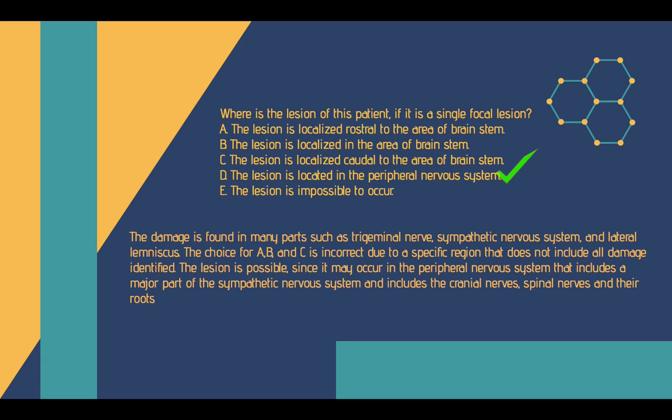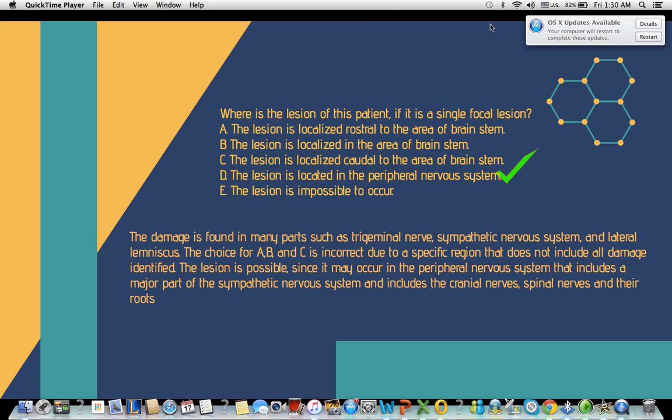So choices A, B, and C are incorrect because they are very specific regions, like the rostral area of the brain or the caudal area of the brain, and they do not include all the damage that is identified. So the lesion is possible since it may occur in the peripheral nervous system that includes a major part of the sympathetic nervous system, and it also includes the cranial nerves and spinal nerves and roots.